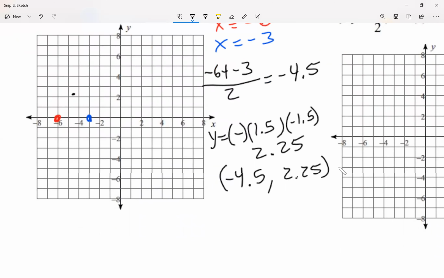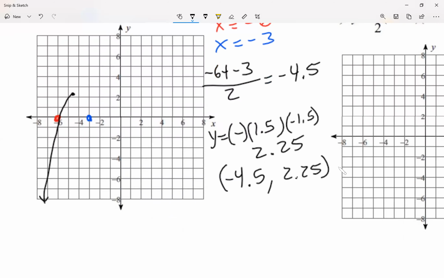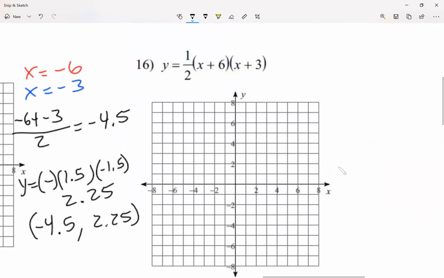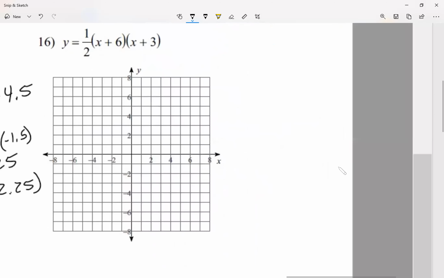So I have the vertex and I have 2 points. I'm gonna connect them. So this opens about here. And there. So you need the vertex and the intercepts. All right, that's good. Let's take a look at number 16.